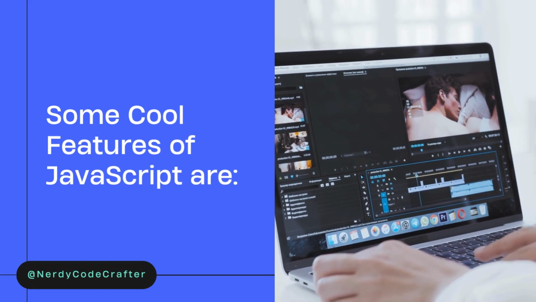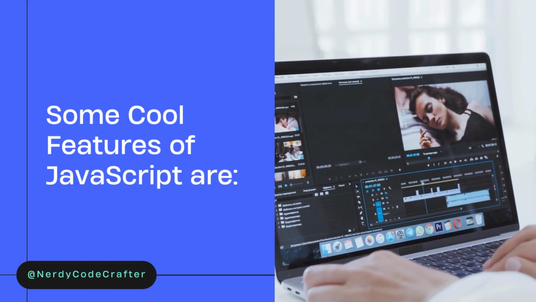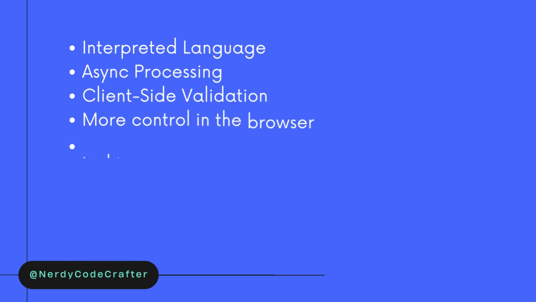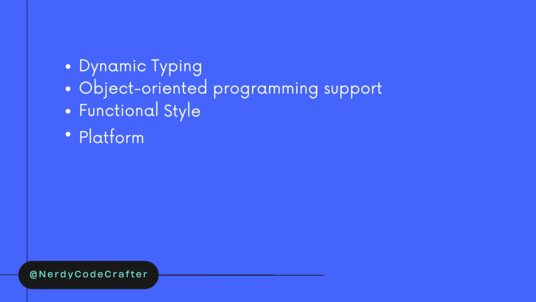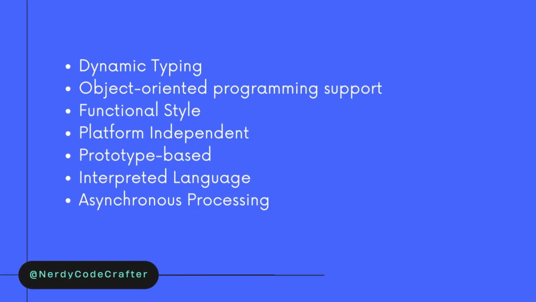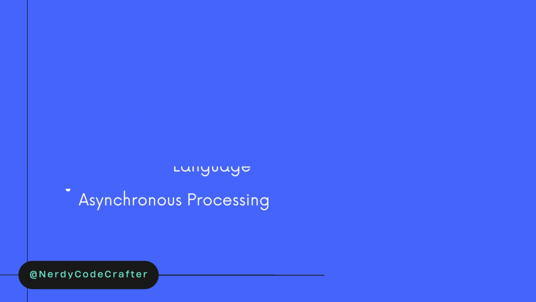Some cool features of JavaScript are: interpreted language, asynchronous processing, client-side validation, more control in the browser, lightweight scripting language, dynamic typing, object-oriented programming support, functional style, platform independent, and prototype-based.